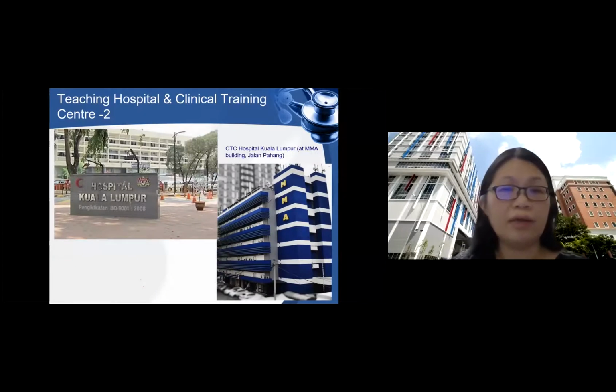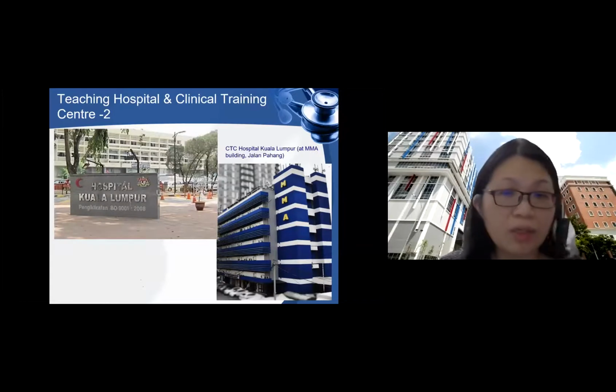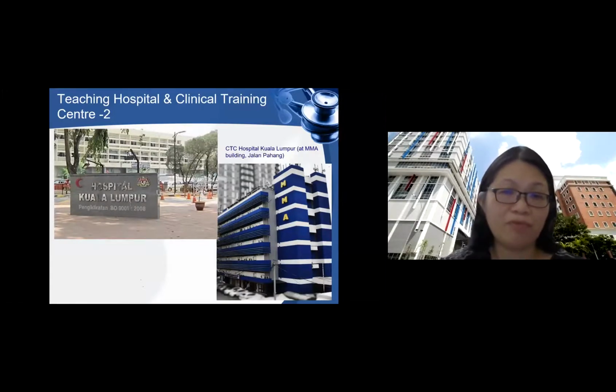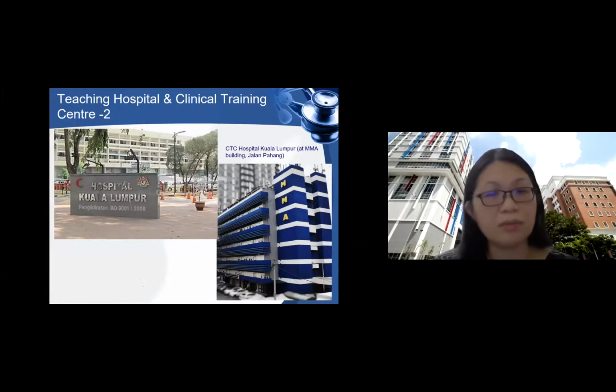Okay, so this is another teaching hospital we have. This is Hospital Kuala Lumpur. This is considered one of the major hospitals in Malaysia. Many medical school students come here to have their medical skill training, so this hospital is considered very, very congested. We have some of our year 5 postings here, for example internal medicine and O&G postings. And for year 4, the psychiatry posting is in Hospital Kuala Lumpur.